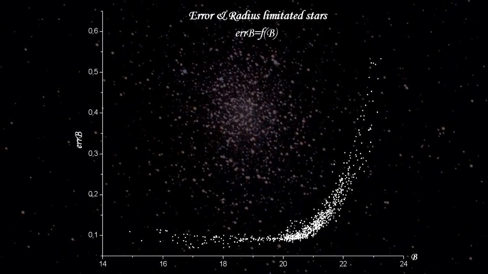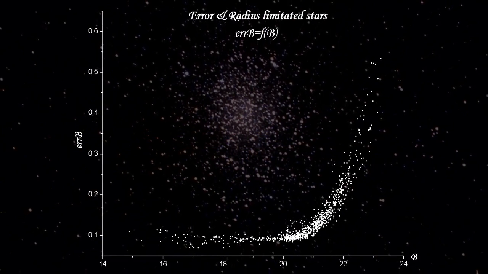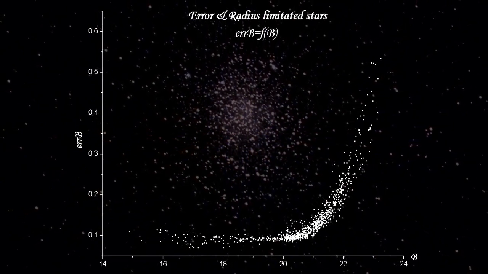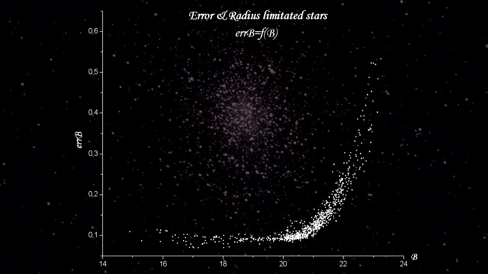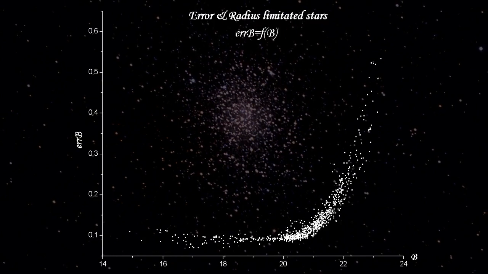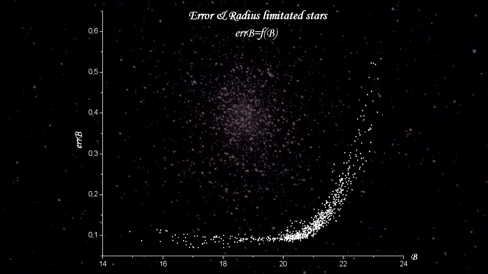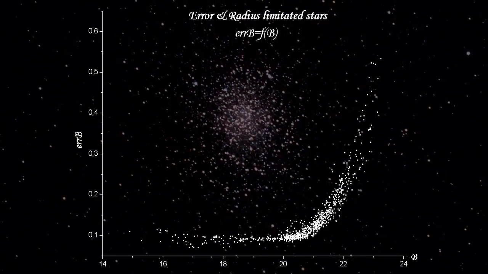We should now inspect the errors of the magnitudes and colors of our stars. A normal distribution should look like this, with fainter stars having larger errors. You can apply a large error cut to avoid including in your analysis stars with poorly determined magnitudes.